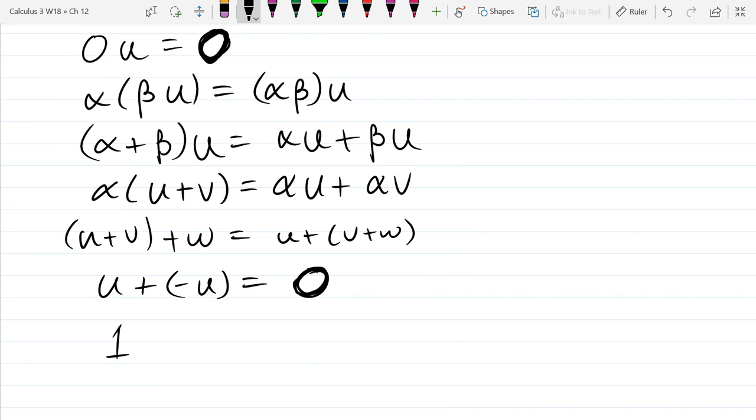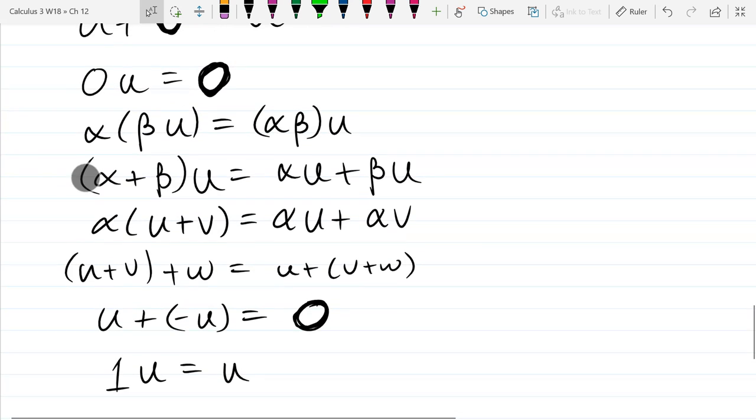Now we have the number one times u. What should that equal? It should equal u. So that's what we call the identity, the multiplicative identity, but in this case it would be the scalar multiplicative identity. And last, oh, we already did that last one. So that's the end of our properties.